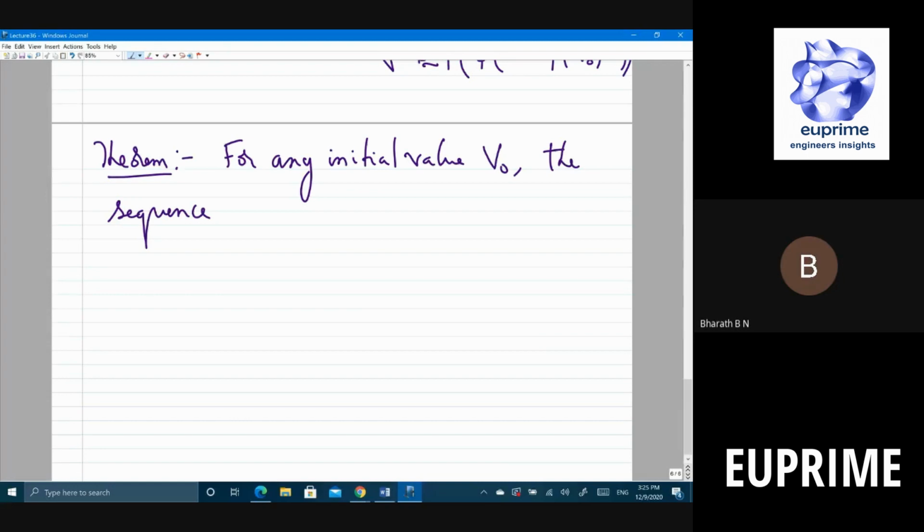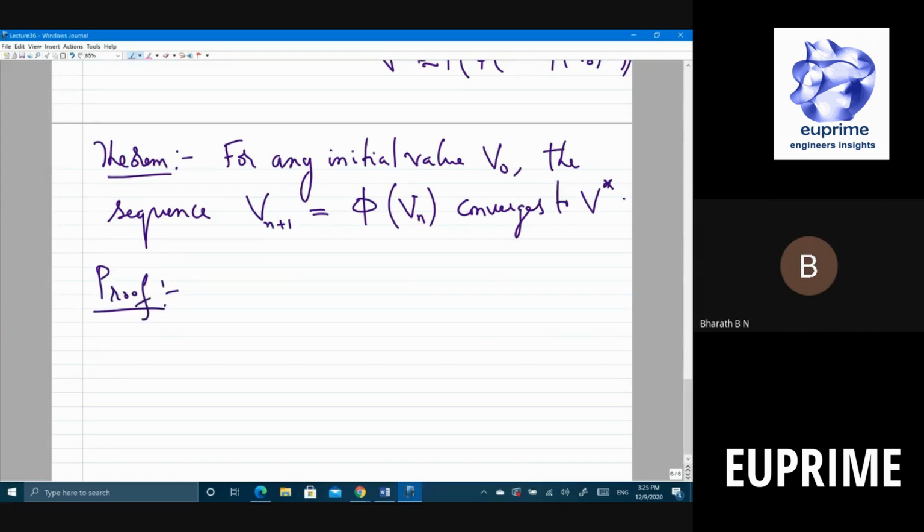Okay, so if you look at the sequence V_{n+1} = phi of V_n, it converges to V star. Let's look at the proof of this. Why is this true? Essentially we have to prove that this phi is Lipschitz continuous, gamma or nu Lipschitz. First claim: phi is nu Lipschitz.